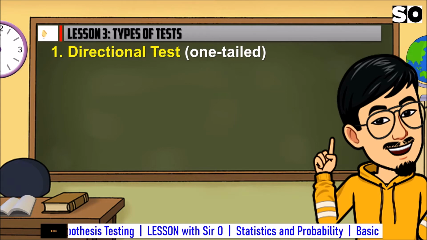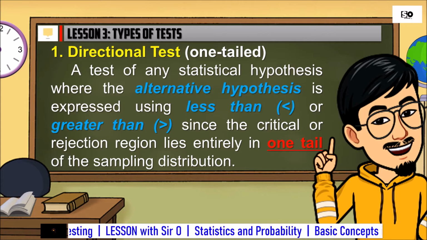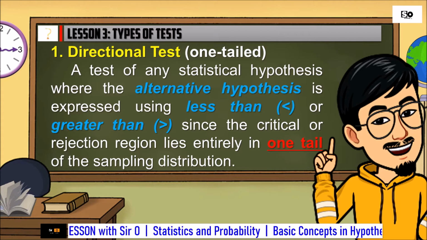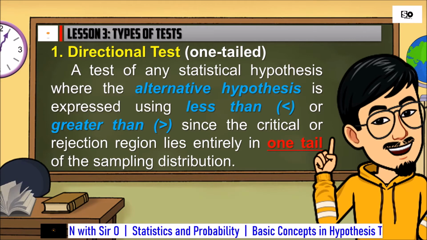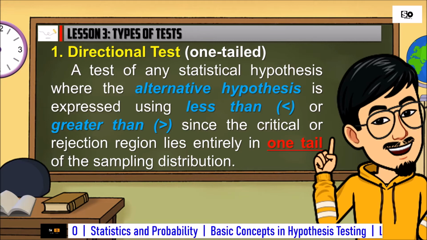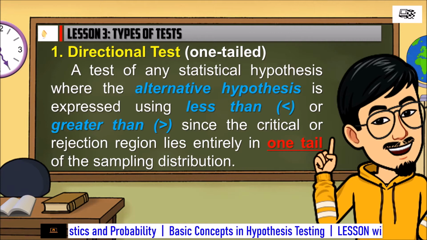Number 1. Directional test, or one-tailed. A test of any statistical hypothesis where the alternative hypothesis is expressed using less than or greater than, since the critical or rejection region lies entirely in one tail of the sampling distribution.